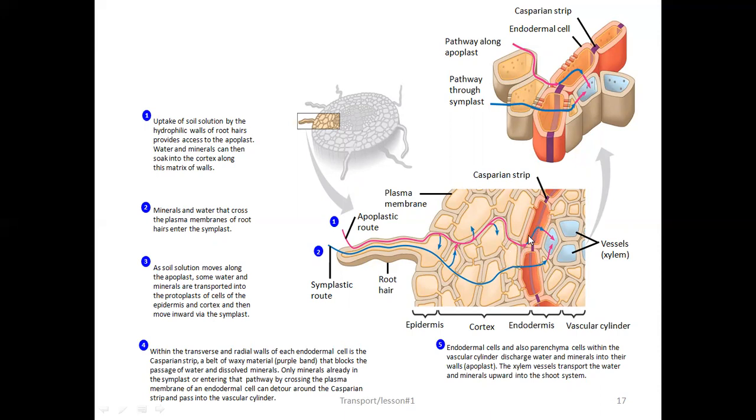ये some move inward. Then number 4, within the transversal radial walls of the endodermal cell is the Casparian strip. Number 4, Casparian strip. A belt of waxy material, the purple band, this is the Casparian strip that blocks the passage of water and dissolved material along the cell wall. Only minerals already present in the symplast or entering the pathway by crossing the plasma membrane can pass the Casparian strip into the vascular cylinder या stele, ये मैंने आप लोगों को बताया। ठीक है। नंबर 5 क्या है?